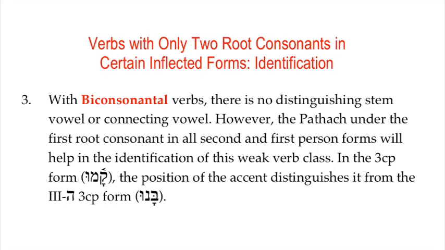Finally, look at number 3 with me. With biconsonantal verbs, there is no distinguishing stem vowel or connecting vowel. However, the pathic under the first root consonant in all second and first person forms will help in the identification of this weak verb class. But think of it this way. If it's got a doggish forte in the second root letter and a holum wow connecting vowel, it's geminate. If it's got a heroic yod stem vowel or a strengthened tau, it's third he. If it doesn't have one of those features, your default will be biconsonantal.